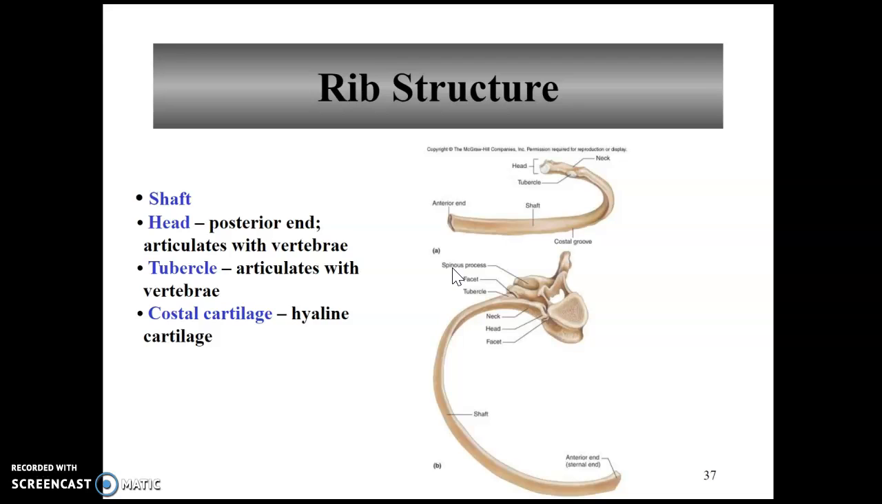When you look at the rib, a rib is considered a flat bone. It's not considered a long bone, just because of the structure. On a rib, you have the shaft that is right here. Now the head, on the posterior end, is going to articulate or connect with the vertebrae. And then you have a tubercle, which articulates also with the vertebrae. And then, like we talked about, the costal cartilage. The costal cartilage is a type of hyaline cartilage. It just connects those ribs to the sternum.